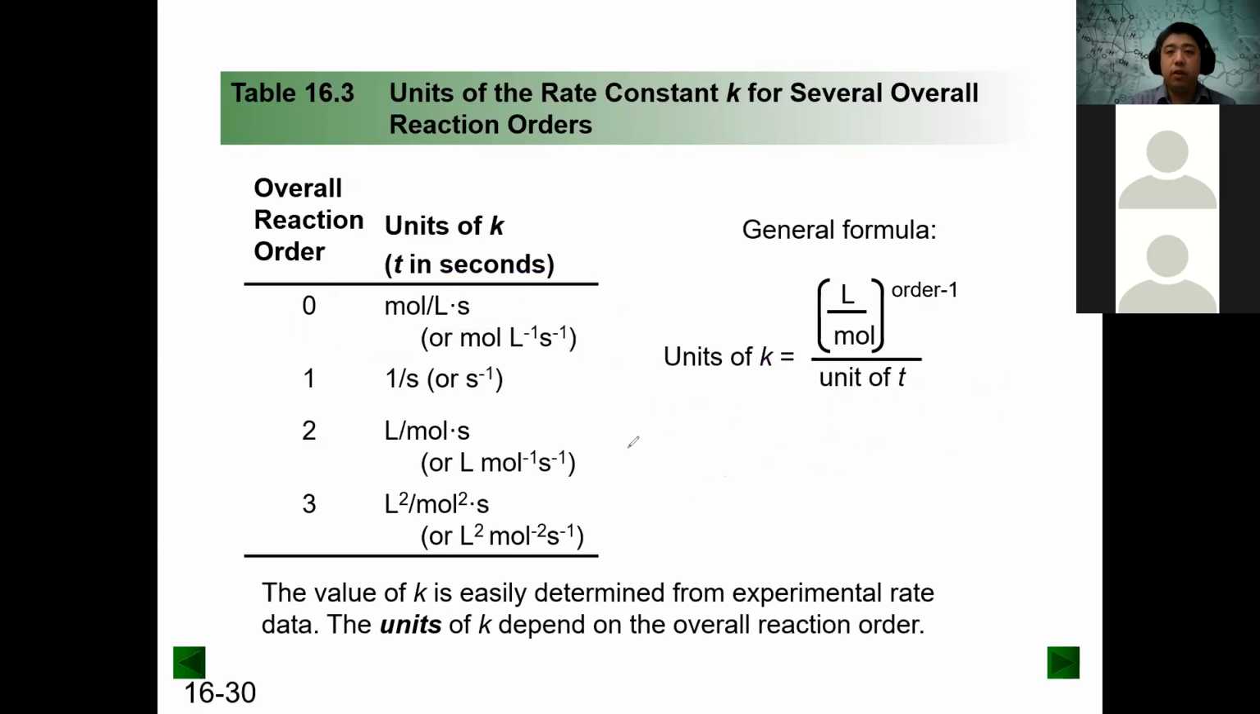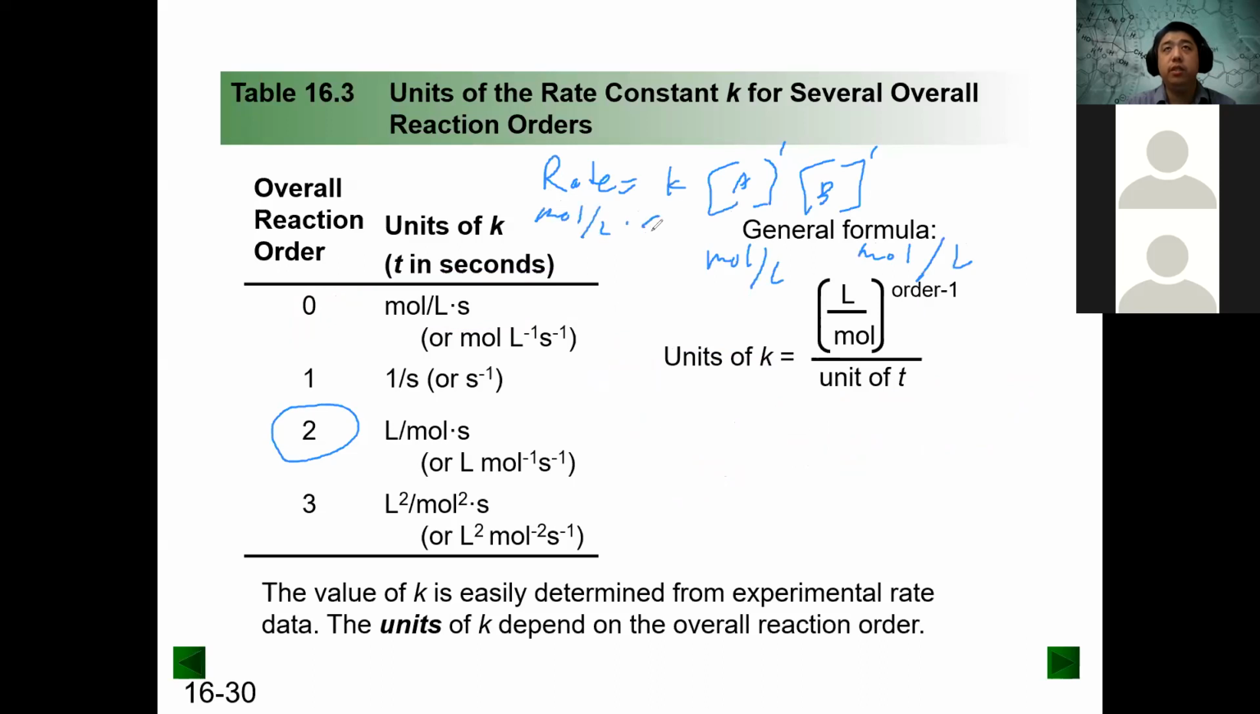This is where it gets a little more complicated, just in case you weren't following along. So I'll rewrite it on top here. Rate is equal to K, and we'll say this is A, and this is B. So we'll say this is 1 and 1. So in total, there are 2 orders, a total order of 2. Now, when I move it to the other side, again, these are moles per liter, and this one is moles per liter times seconds.